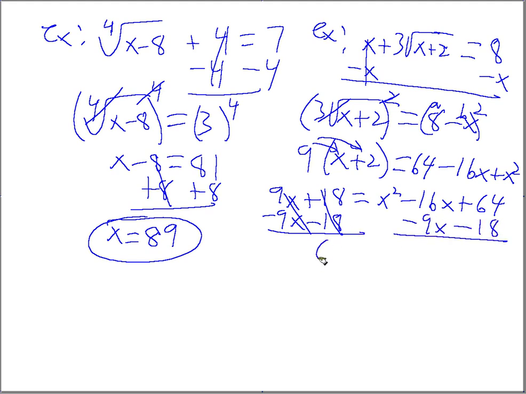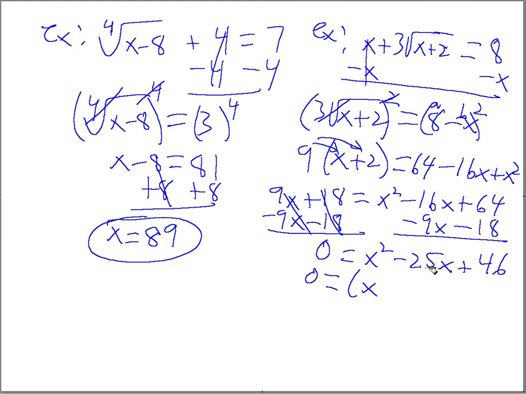So that's 0 now on the left, but on the right, that's going to be x squared minus 25x, right? Negative 16x minus 9x is negative 25x. And 64 minus 18 is going to be 46, I believe, right? Just punch it on the calculator if need be. But anyways, we can now solve this by factoring here.